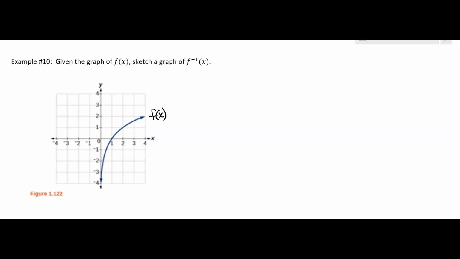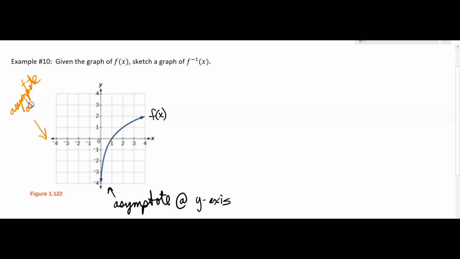So if you look at this graph they have drawn, it looks like there's an asymptote at the y-axis, right? So in the inverse, it's going to have an asymptote at the x-axis, right? Switching the x's and y's. Asymptote. So that's helpful to us. Then we want to look at some points from the function.